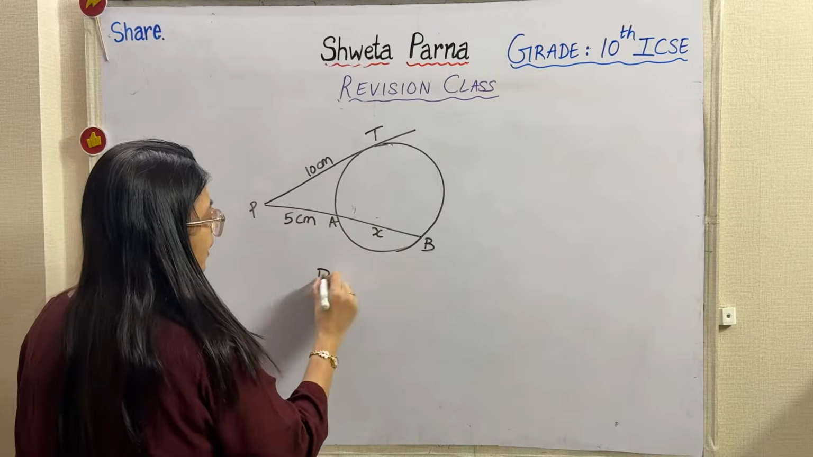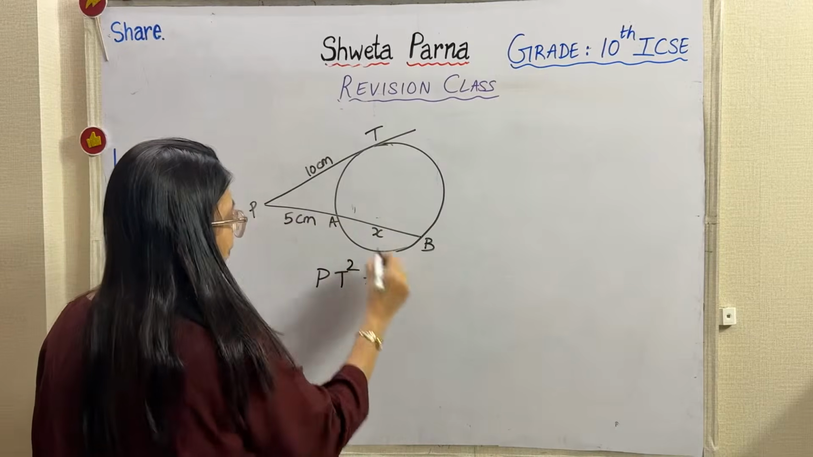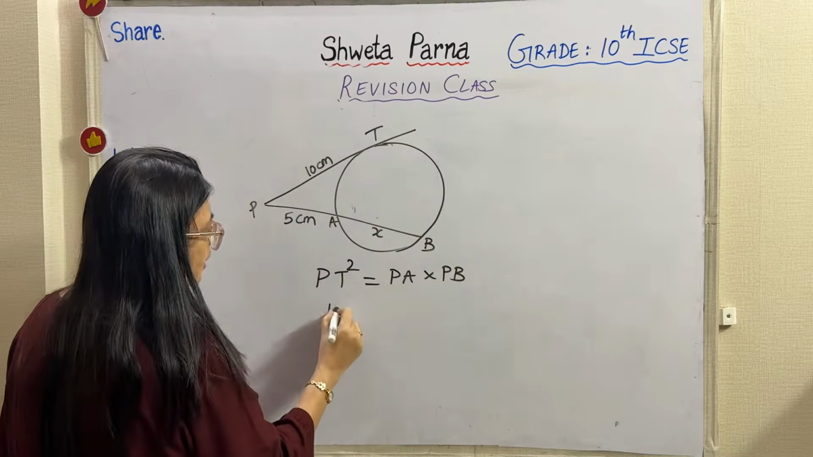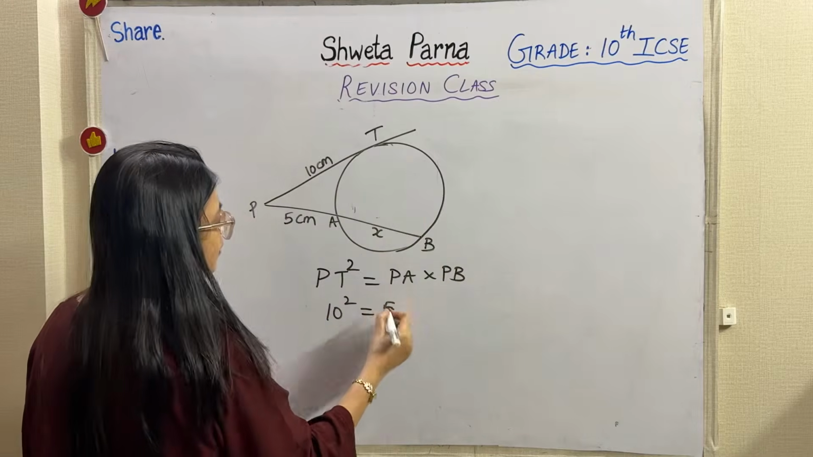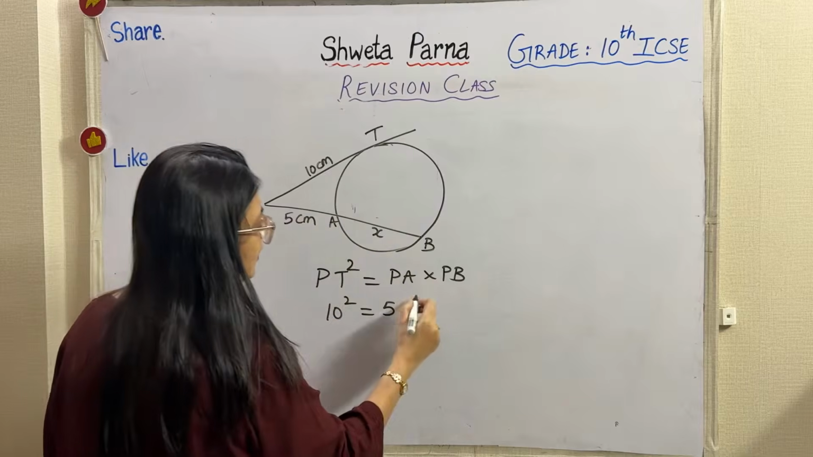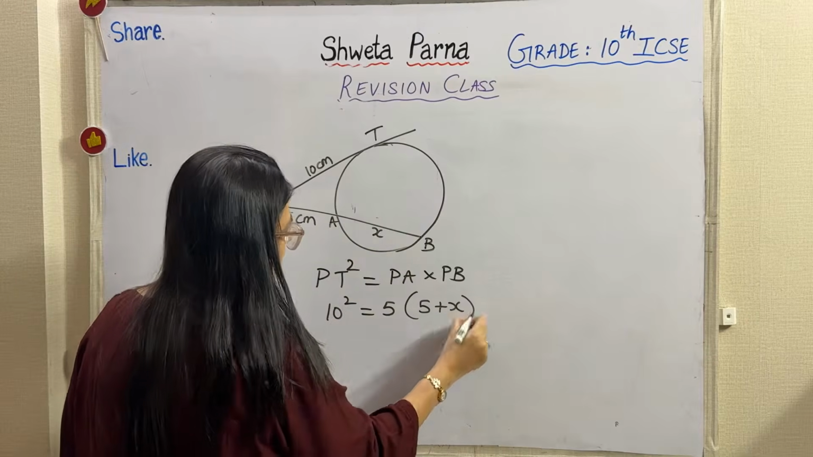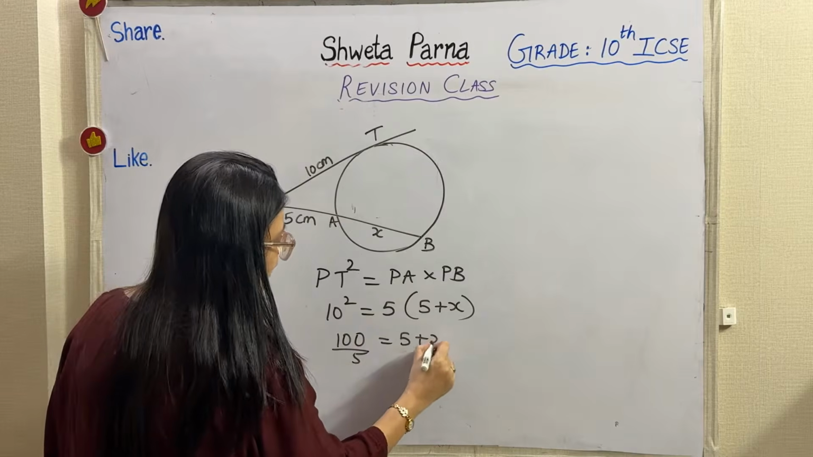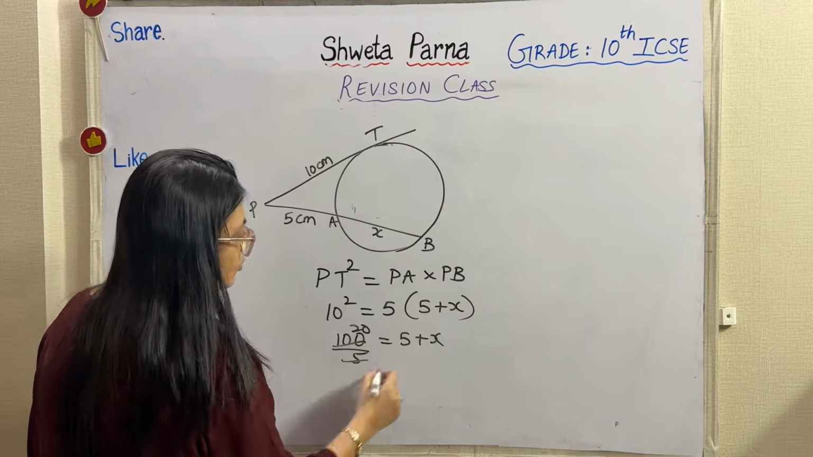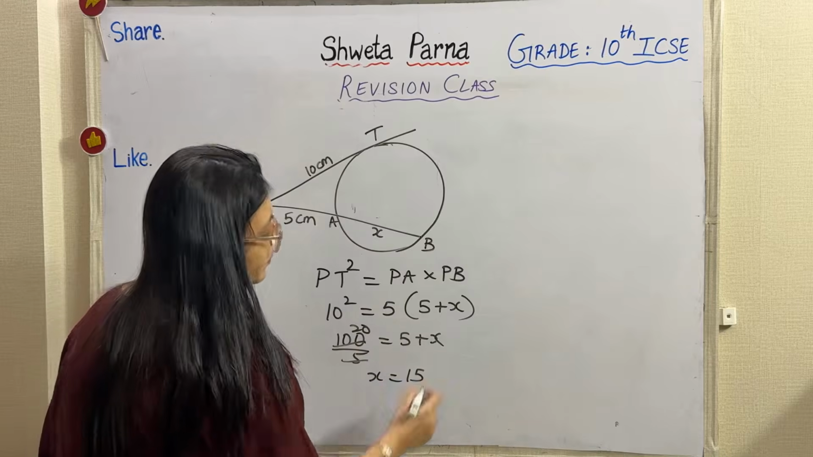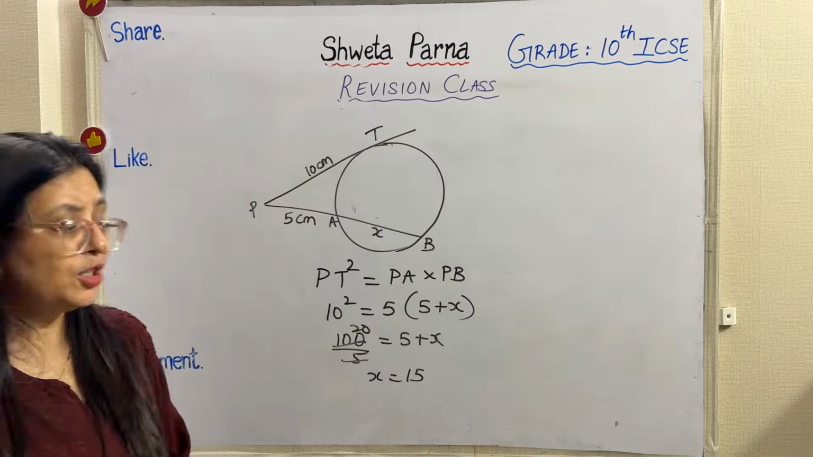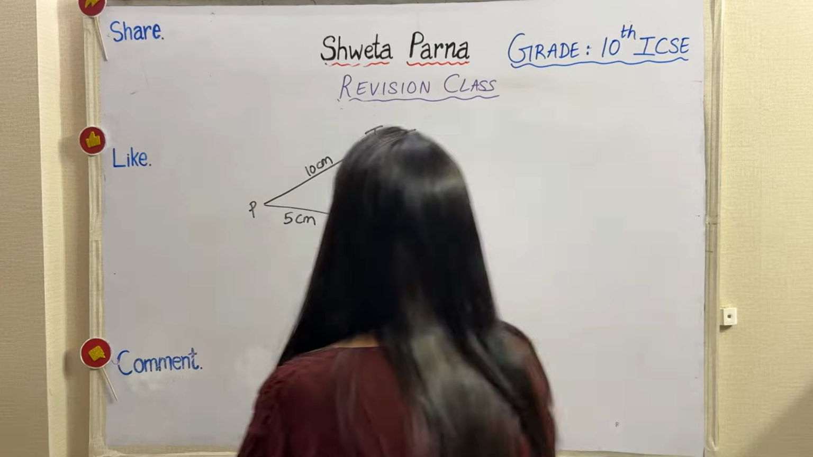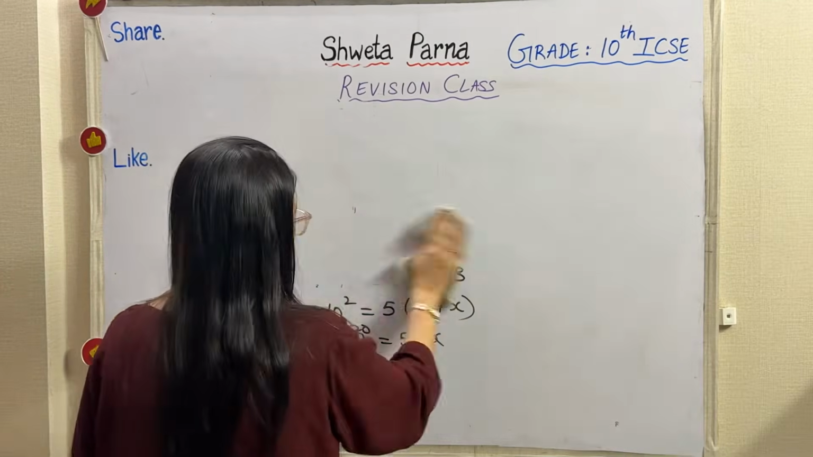So it is PT square is equal to PA into PB. PT square is 10 square is equal to PA is 5 and PB is 5 plus X. So 100 upon 5 is equal to 5 plus X, 20. So X is equal to 15. Clear? Shall we move to the next chapter, which is equation of a straight line?